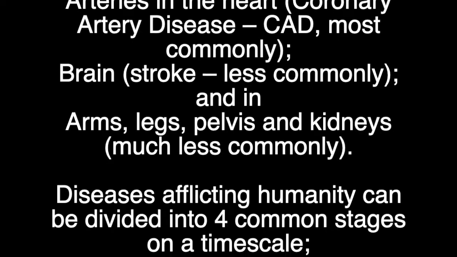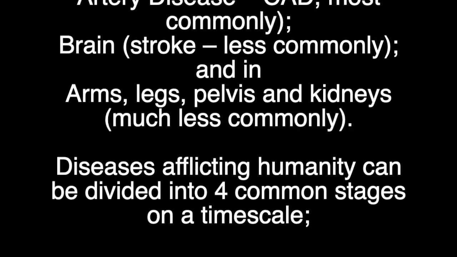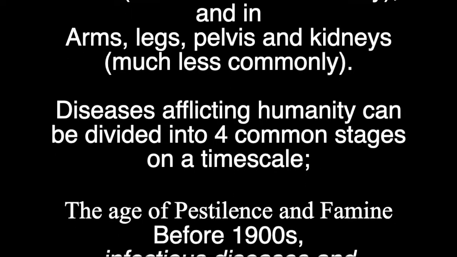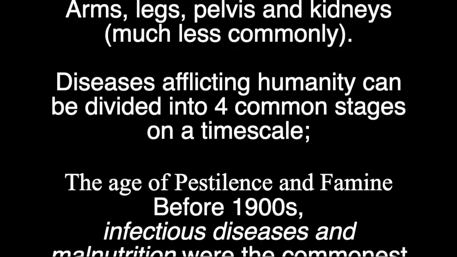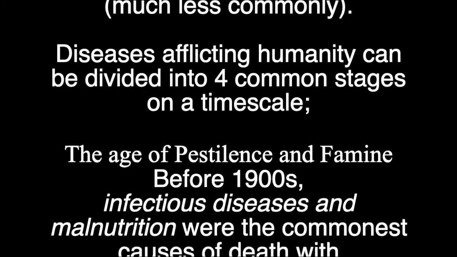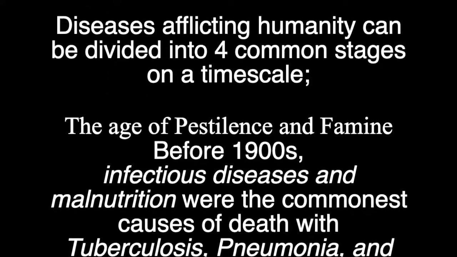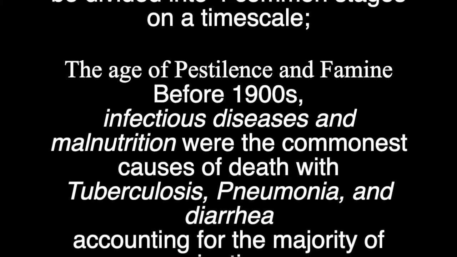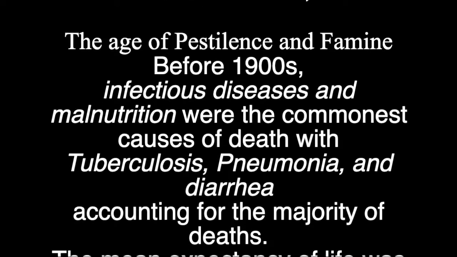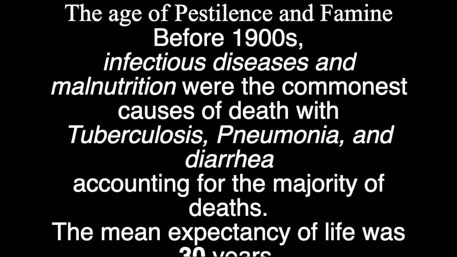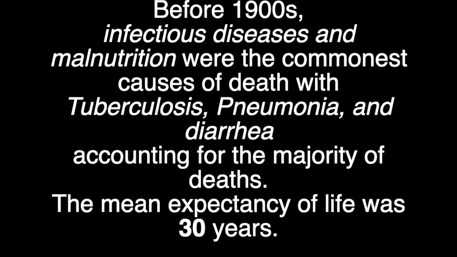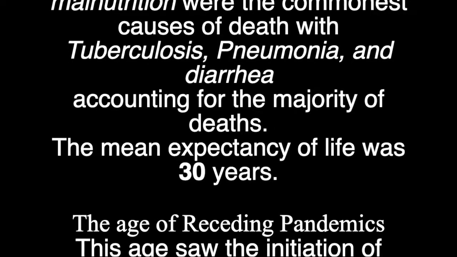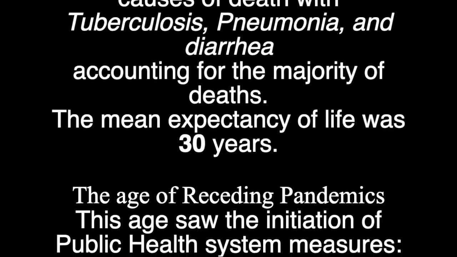Diseases affecting humanity can be divided into 4 common stages on a time scale. First, the age of pestilence and famine. Before the 1900s, infectious diseases and malnutrition were the commonest causes of death, with tuberculosis, pneumonia and diarrhea accounting for the majority of deaths. The mean expectancy of life was 30 years only.